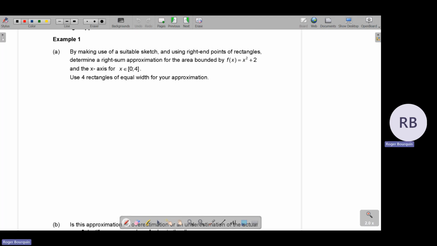All right, let's have a look at this. Time me 25 minutes, somebody. By making use of a suitable sketch and using right endpoints of rectangles, determine the right sum approximation for the area bounded by f of x is equal to x squared plus 2 and the x-axis, for x an element of [0, 4]. Use 4 rectangles of equal width for your approximation. Right, off you go.